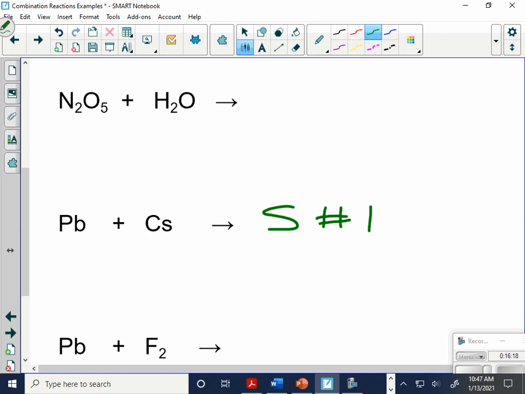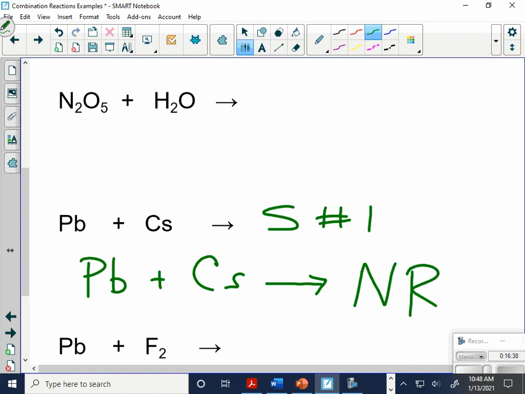Well, as I look at this, I have Pb, which is lead. Cs is cesium. Cesium is an alkali metal. So for this particular one, I have 2 metals, don't I? So my outline tells me that if I have 2 metals, NR, no reaction. No reaction because I have 2 metals. Questions here?